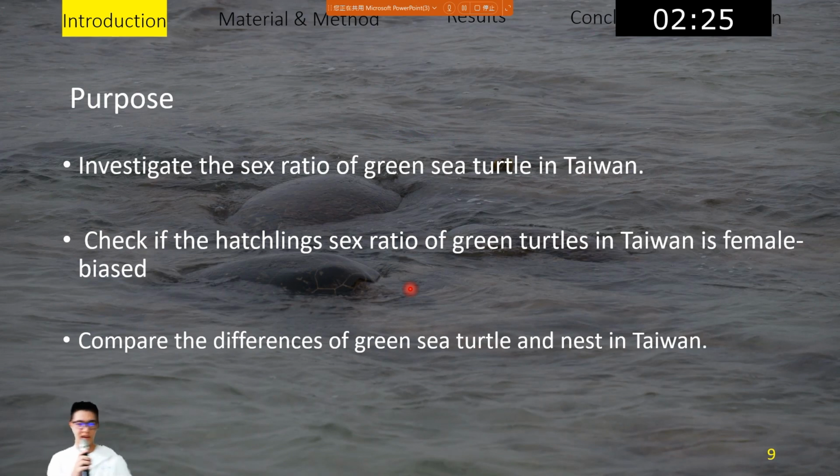So here's the purpose. Investigate the sex ratio of green sea turtles in Taiwan. Check if the hatchling sex ratio of green turtles in Taiwan is female biased, and compare the difference among green sea turtle nests in Taiwan.